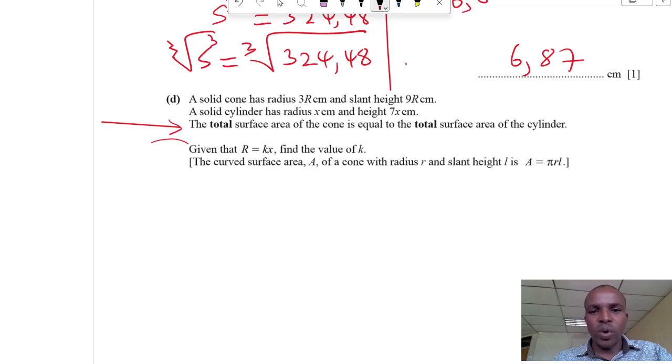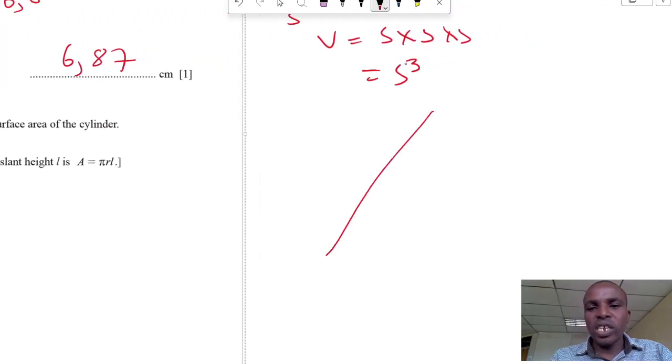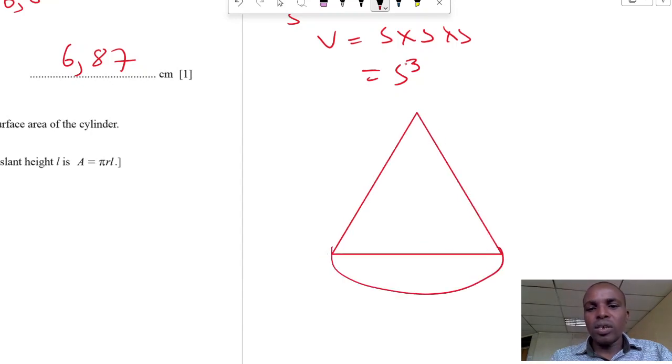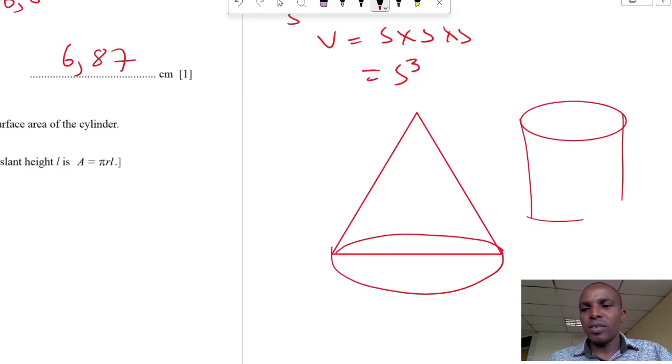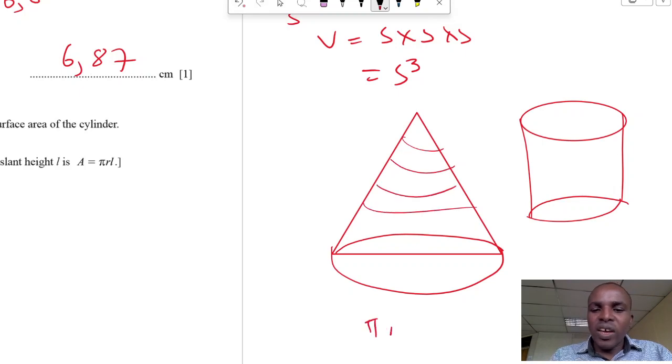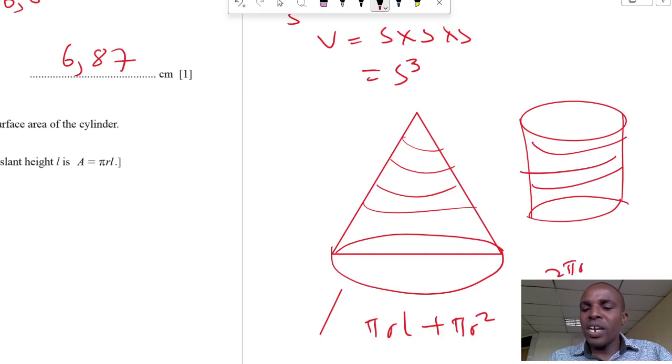Total surface area of the cone is equal to total surface area of the cylinder. So what is the total surface area of the cone? Cone, remember we said what? This one is a cone. Then this one is the cylinder. So to find the total surface area of the cone, you say the curved part, which is pi RL, plus the circle that is down there. Then for this cylinder, you say the curved part, which we said is 2 pi r times h. Then plus 2 circles down and up. 2 circles, it will be 2 pi r squared.